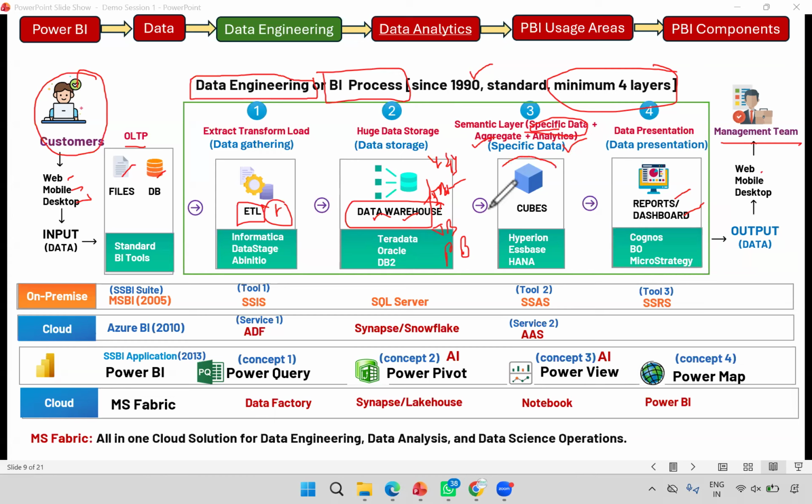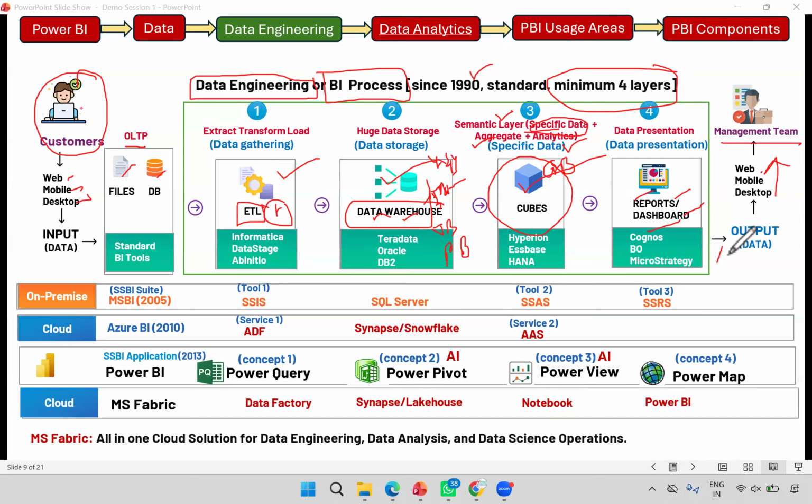And this kind of layer is called the semantic layer: meaningful data, aggregate analytical data presentation area. So here GBs of data, generally gigabytes, less data only. From this, reporting and dashboarding happen and the management team will see that. So this is the data engineering process. One data ETL process, one warehousing process, one cube process.